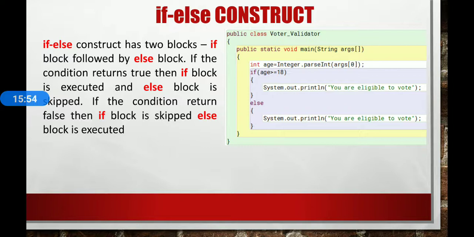It means if the age is less than 18, then it goes to the else block and displays the message "you are not eligible to vote". There is a printing mistake here, so the message should be "you are not eligible to vote".